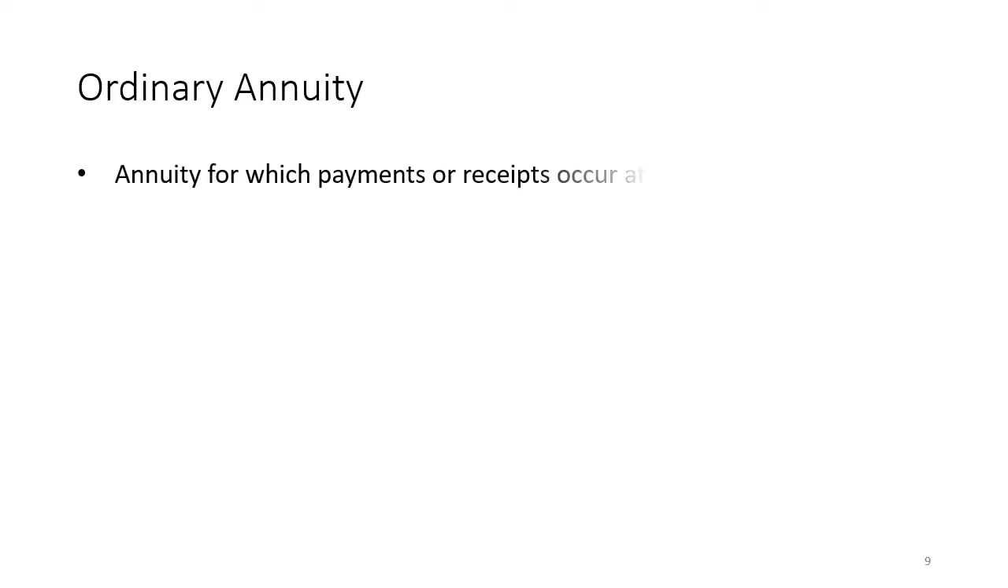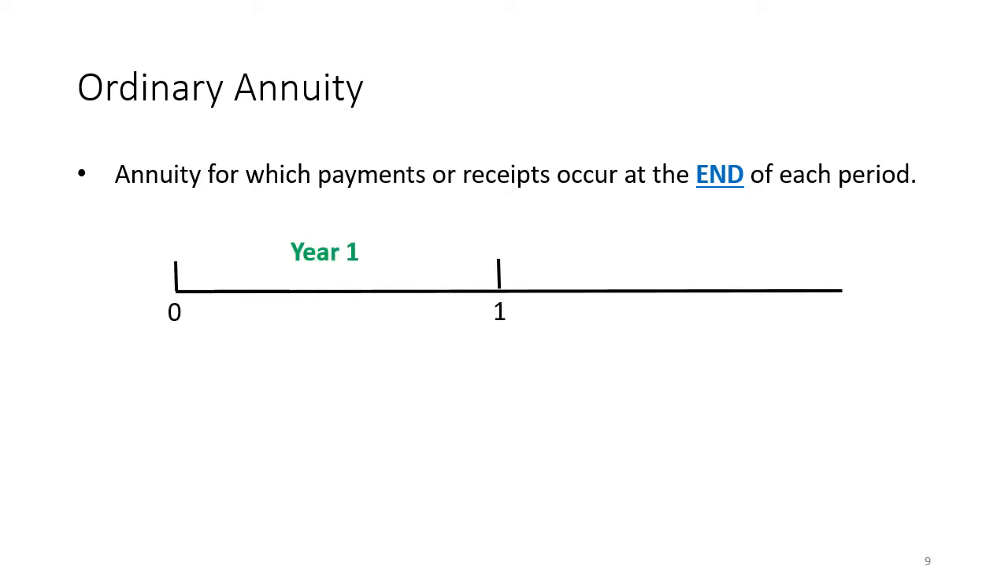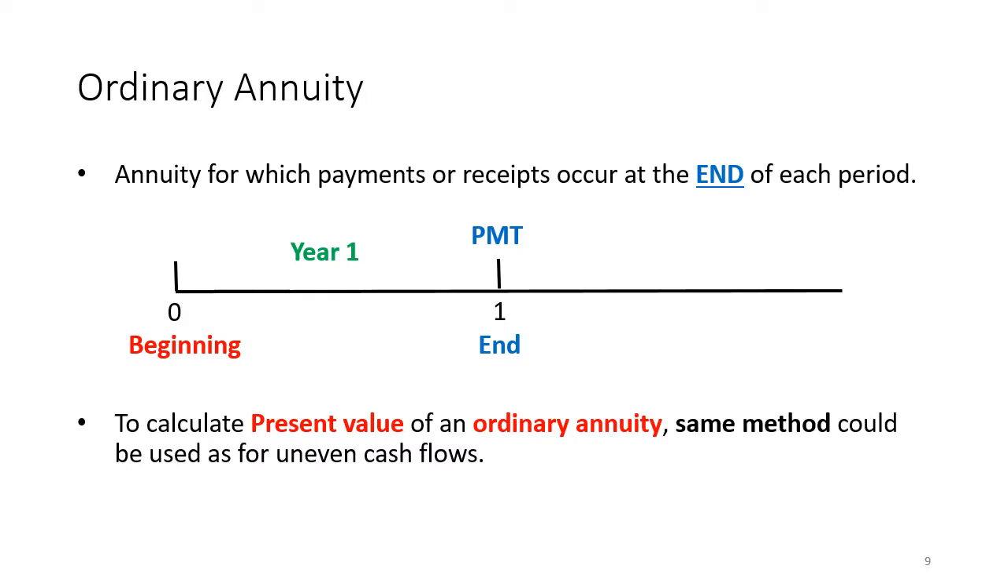Ordinary annuity. Annuity for which payments or receipts occur at the end of each period. So look at the timeline here. We look at year 1 period. 0 is the beginning of year 1 and 1 is the end. So for ordinary annuity, the cash flow occurs at the end of each period, so at the end of year 1 period. To calculate present value of an ordinary annuity, the same method could be used as for uneven cash flow. It means that the uneven cash flow method you have learned can be applied here too.